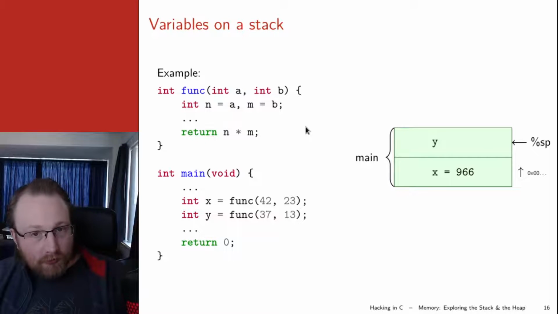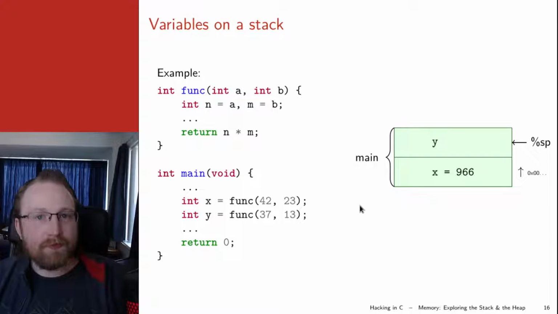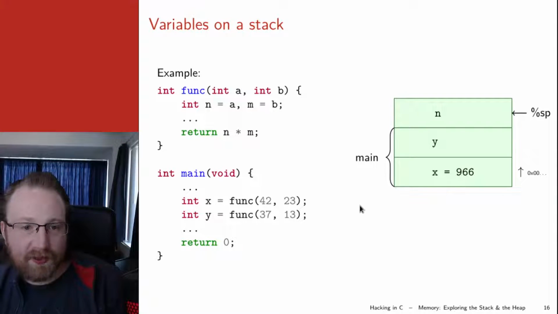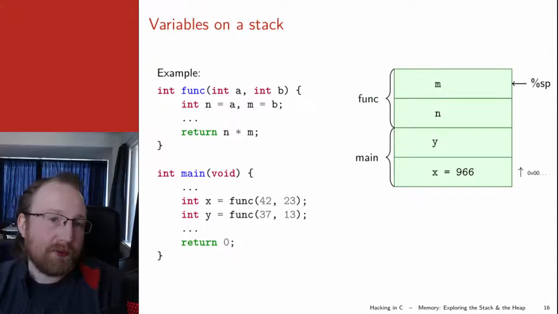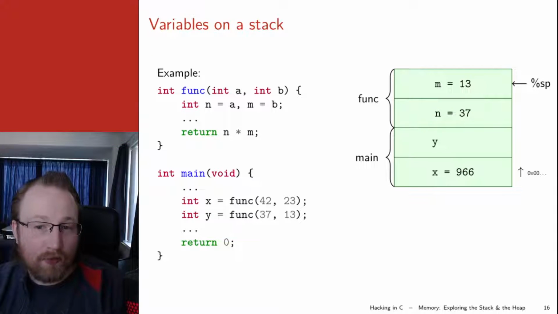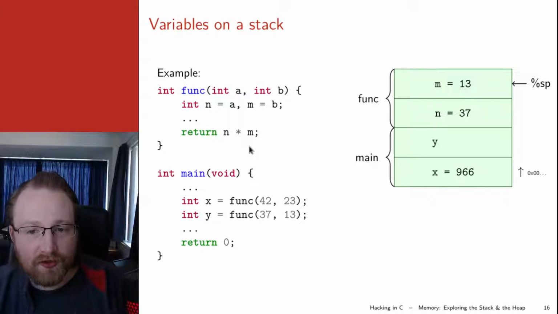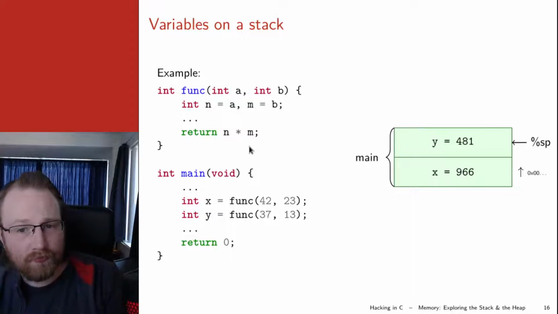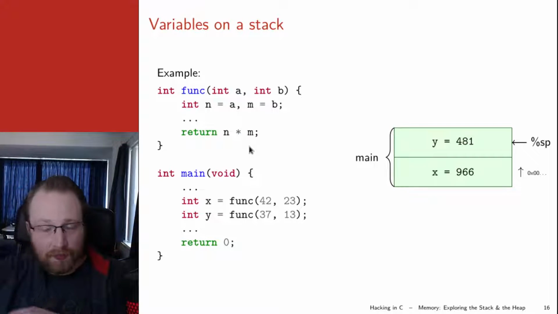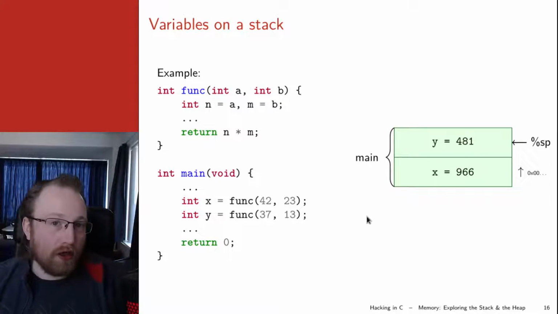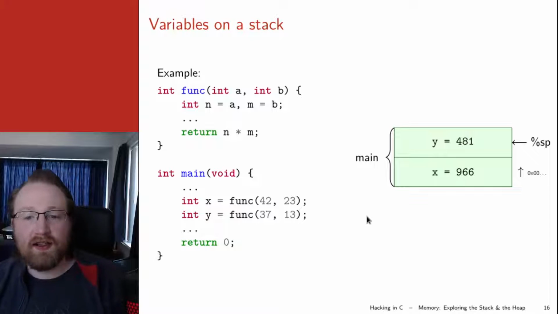And when I call func again, the same code gets executed. So again, n gets pushed to the stack, m gets pushed to the stack, n and m are assigned to, and then n times m is computed again, the function returns, so the stack frame is popped, y gets set to the return value, and we have our results in the stack frame of main.